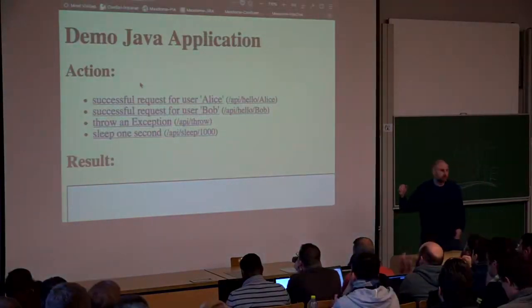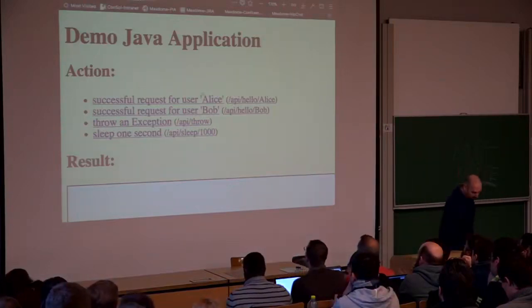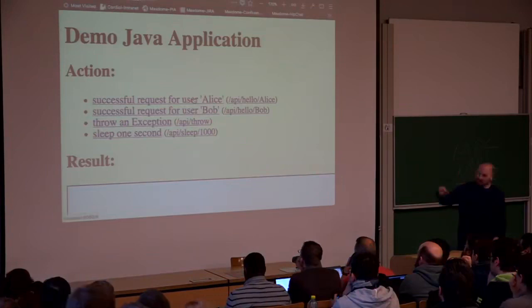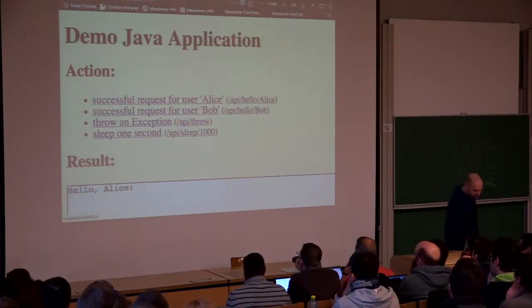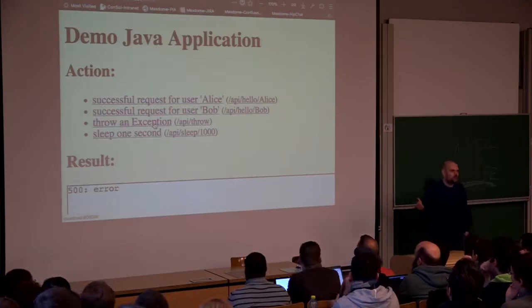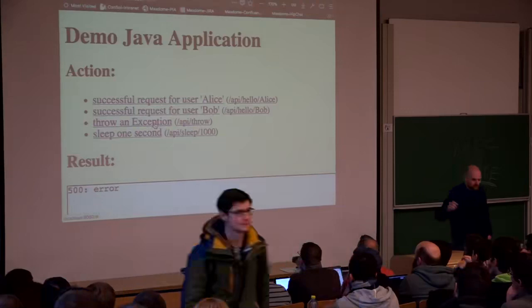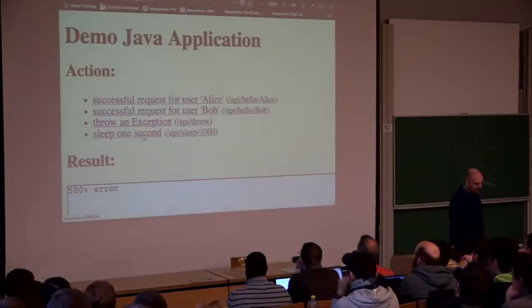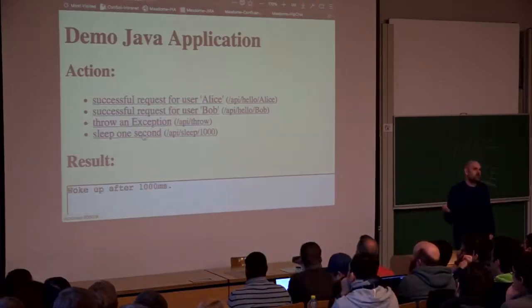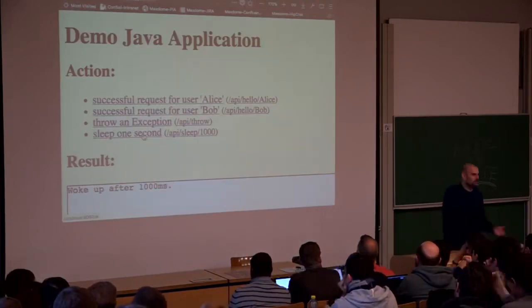It's a Spring Boot application with some little REST interfaces. So if I click on this here, it hits the /hello/Alice endpoint and shows the result down here. I can also say hello to Bob. I have a small endpoint that just throws an exception in the Java code, which results in an HTTP 500 internal server error. And I have one that just sleeps a second before it responds. And we're going to monitor this application now with different tools within the next half an hour.